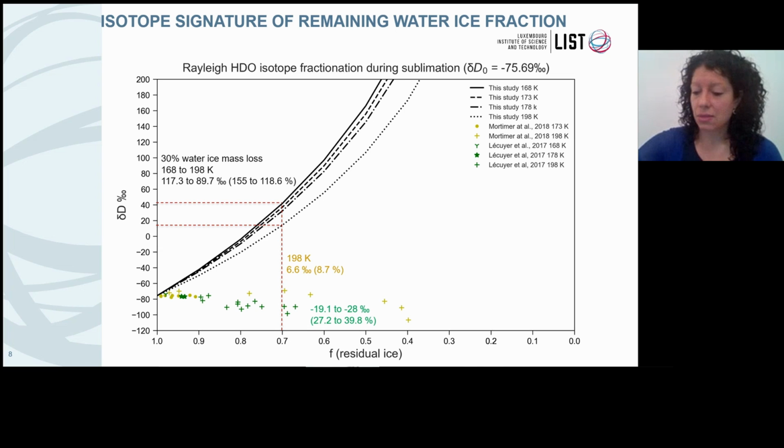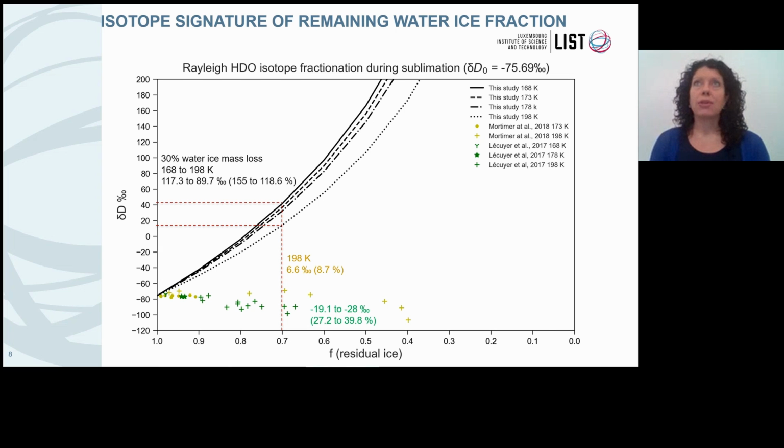If we compare it with the experimental data, for Mortimer's data, it was only found an 8.7% enrichment at 198 degrees, and Lecuyer found a depletion of about 40%. Why did the experimental data find a lower fractionation than expected by the theoretical model?